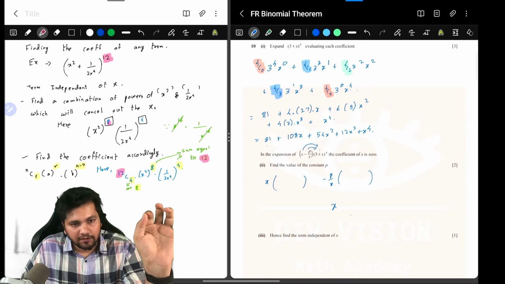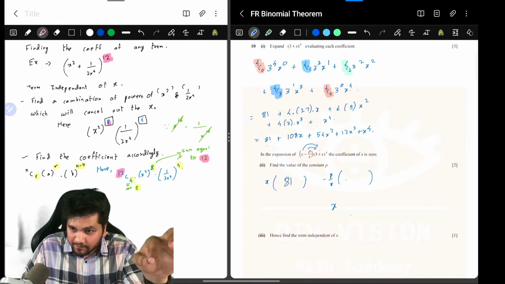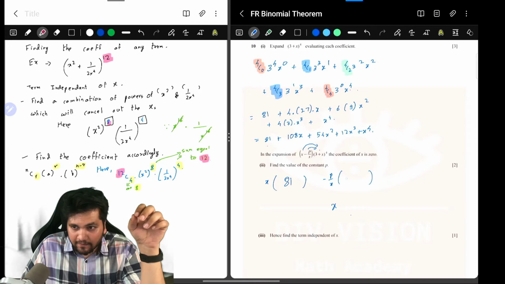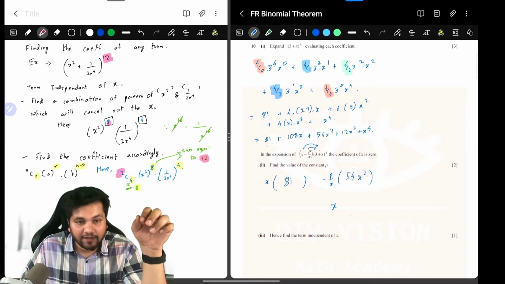So what would it be? So the first one will be 81. Yes, and the second one? 54x square. 54x square, right? Because this x and square will get cancelled.